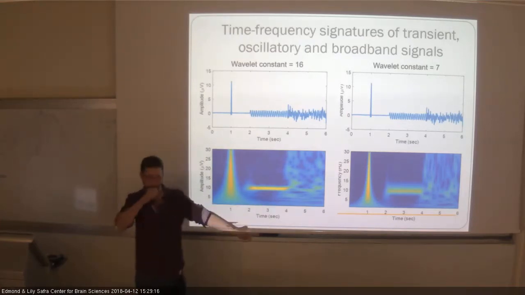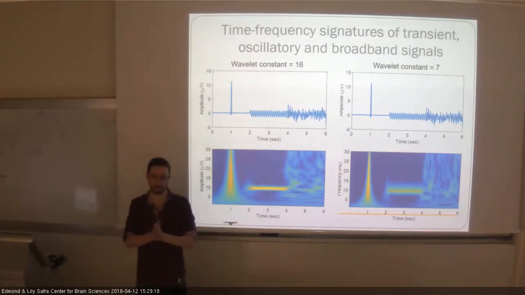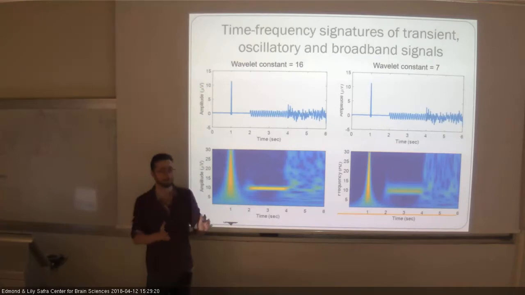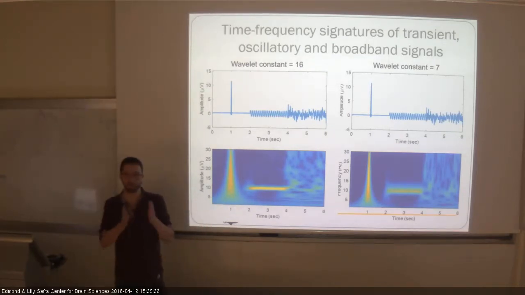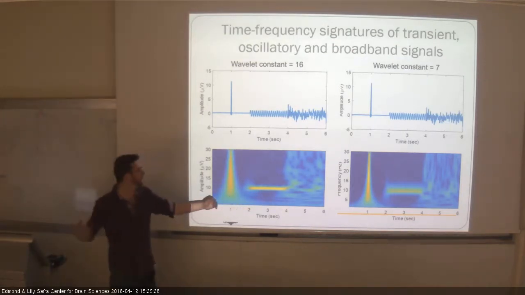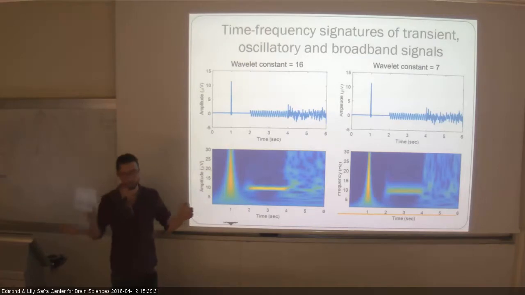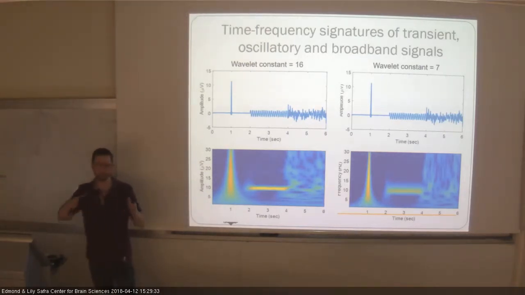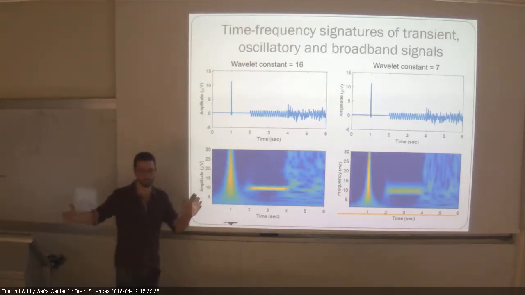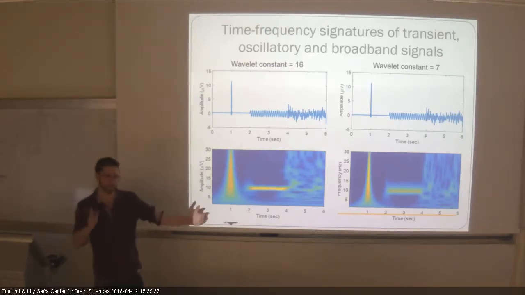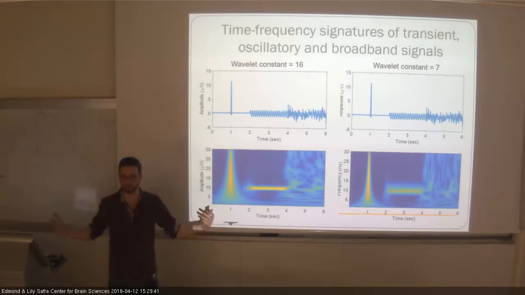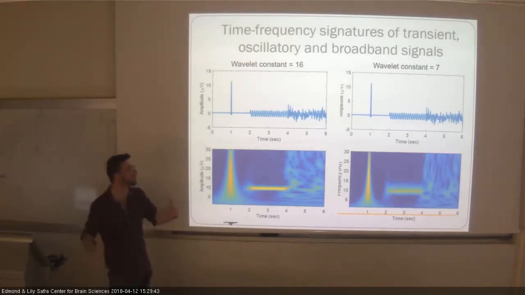So the higher your wavelet constant is, meaning the longer your windows are, you would get better frequency resolution, because when you're convolving longer signals with each other, you're more sensitive to how precise the frequency is. But of course, since the window is longer, you're decreasing your temporal resolution.